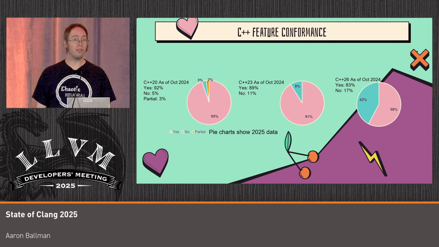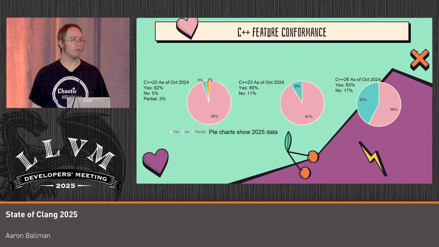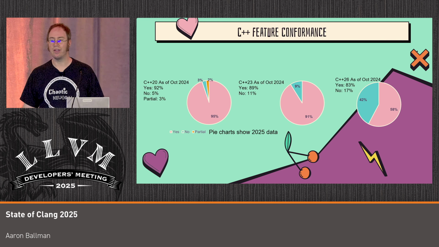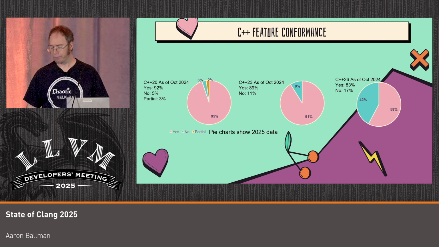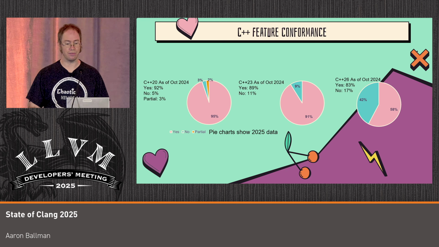And then C++26, just like with C2Y, it's a moving target. It didn't become feature complete until fairly recently. So the fact that we were 83% complete before and 58% complete, that's just because more features have been added and they've been larger features. So it is something we are actively working on.